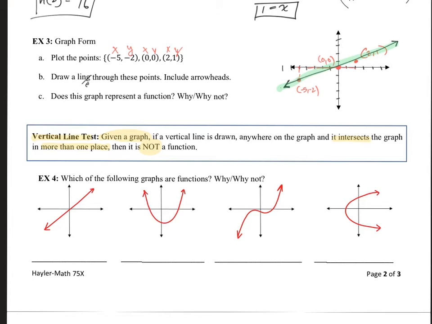So let's just draw one line. Boop. How many places does it hit my graph? Well, just one place, so I'm good. Let's test a few more areas on my line. How about here? Well, it still just intersects in one place, so it's still a function. How about here? Still just one place, so it's still a function. So, does this graph represent a function? The answer would be yes. It passes the vertical line test.